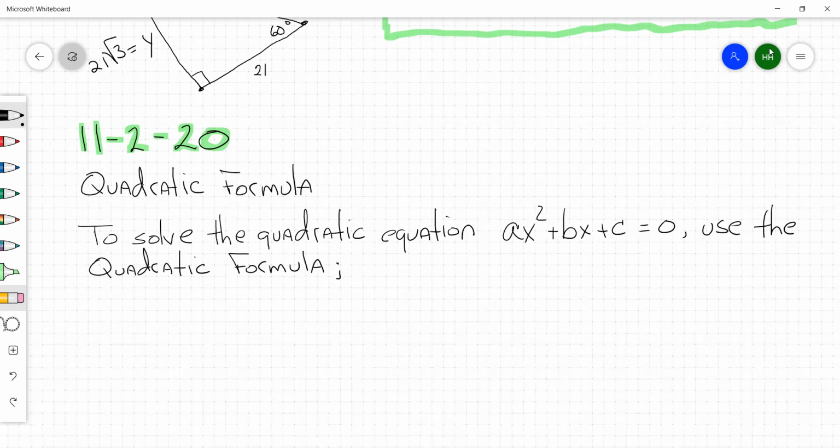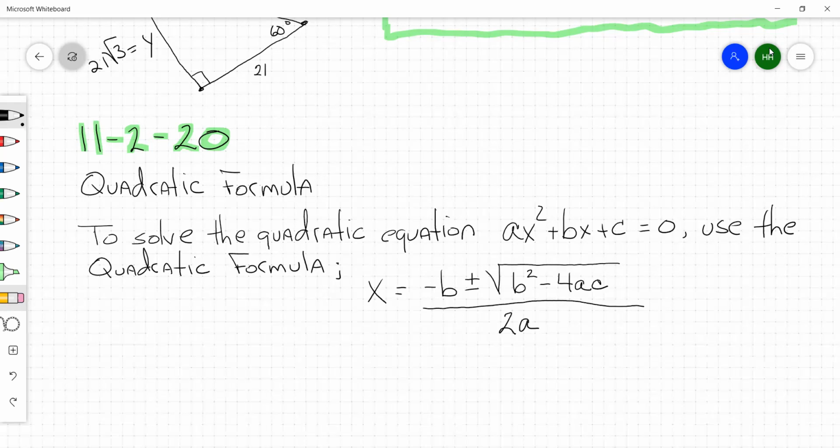It says that x is equal to the opposite of b plus or minus the square root of b squared minus 4ac, and you take all of that and you divide it by 2 times a. Okay? Now, a couple things that are real important.